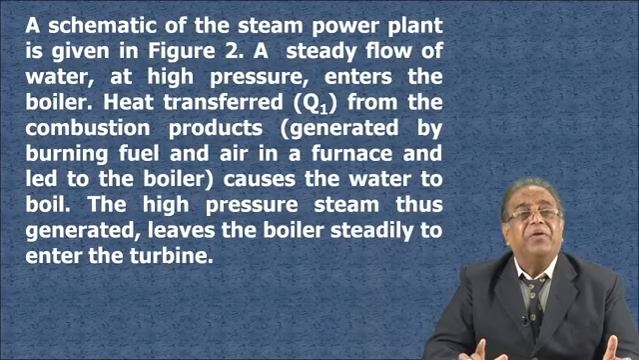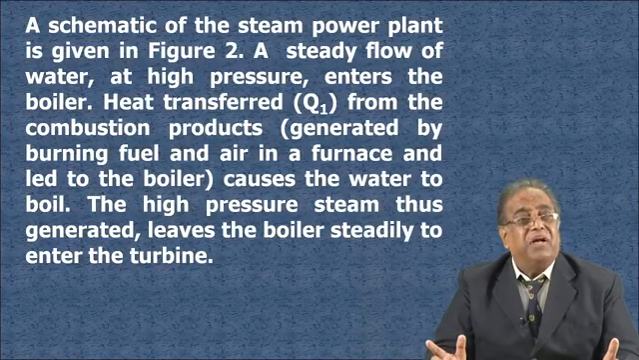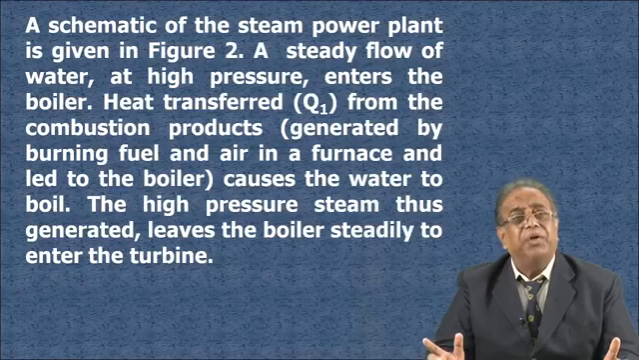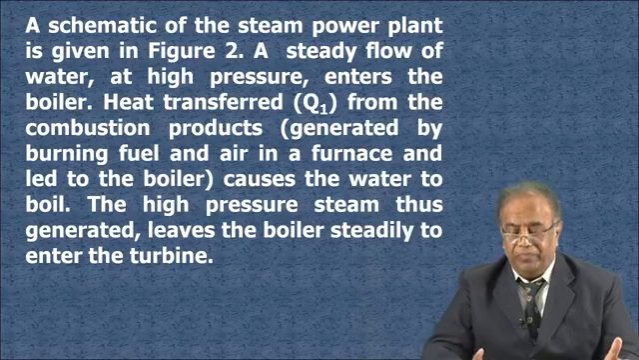We have seen the schematic of the steam power plant. Steady flow of water at high pressure enters the boiler. Heat Q1 is transferred from the combustion products generated by burning of fuel and air in the furnace to the boiler, which causes the water to boil. The high pressure steam thus generated leaves the boiler steadily to enter the turbine.